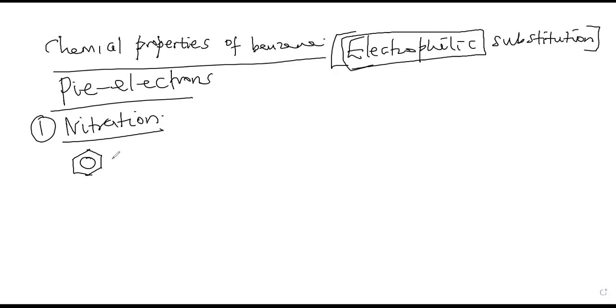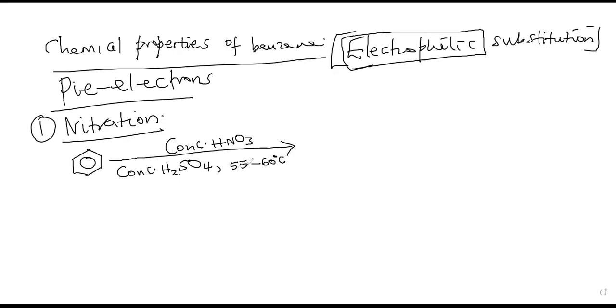You have benzene. Now you are going to add conc nitric acid. We shall add conc nitric acid and conc sulfuric acid, conc nitric acid and conc sulfuric acid at a temperature of 55 degrees to 60 degrees Celsius. One can pick 55, it is okay, provided it's in the range. So this reaction leads to the formation of what we call nitrobenzene.